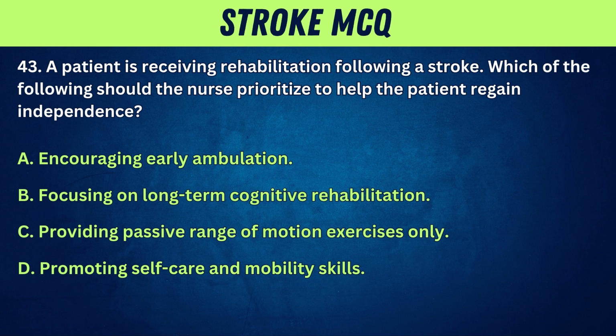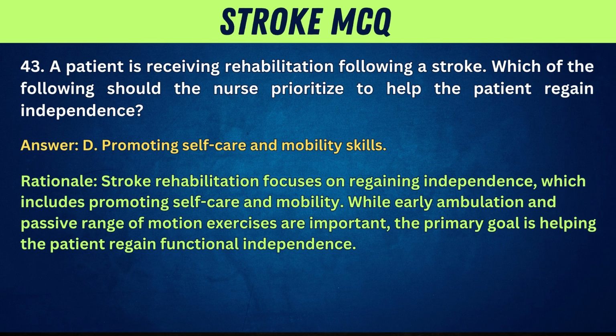43. A patient is receiving rehabilitation following a stroke. Which of the following should the nurse prioritize to help the patient regain independence? A. Encouraging early ambulation. B. Focusing on long-term cognitive rehabilitation. C. Providing passive range of motion exercises only. D. Promoting self-care and mobility skills. Answer: D. Promoting self-care and mobility skills.